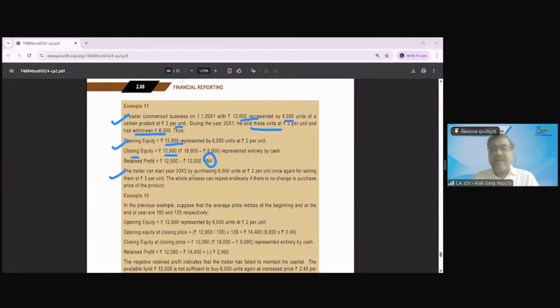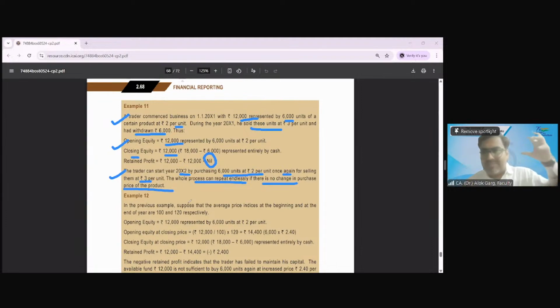The trader can start year 2002 by purchasing 6,000 units at the rate of 2 rupees per unit once again for selling them at 3 rupees per unit. The whole process can repeat endlessly if there is no change in the purchase price of the product, right? If it is running on nominal value, then there is no problem. But what happens if the purchasing price has changed?